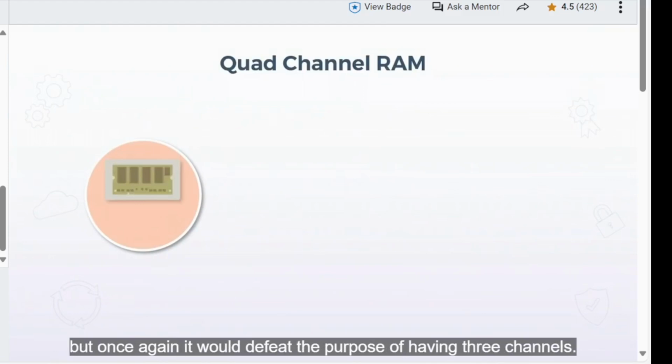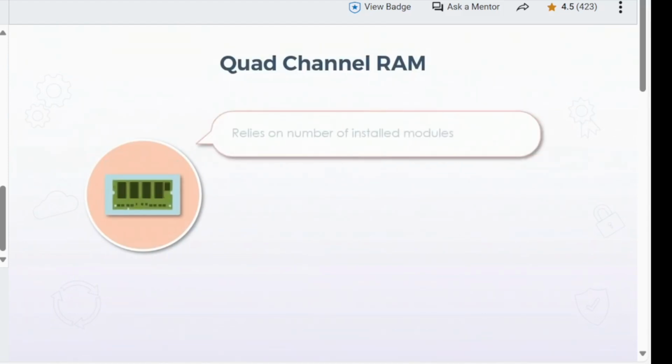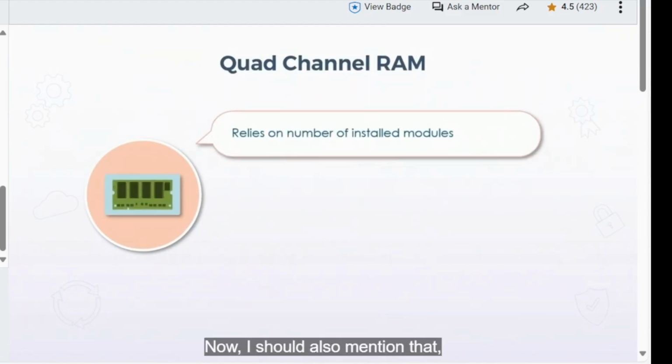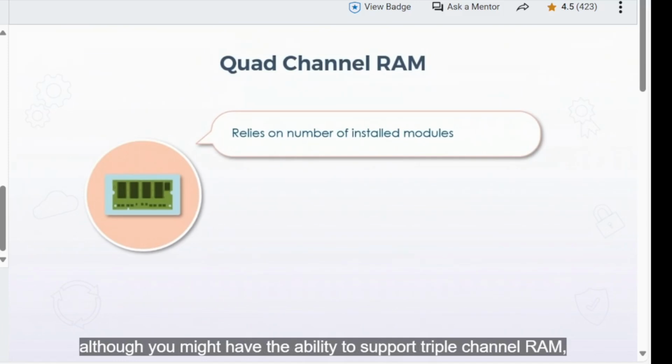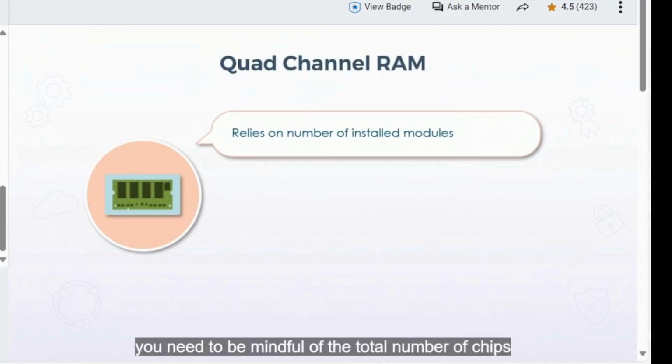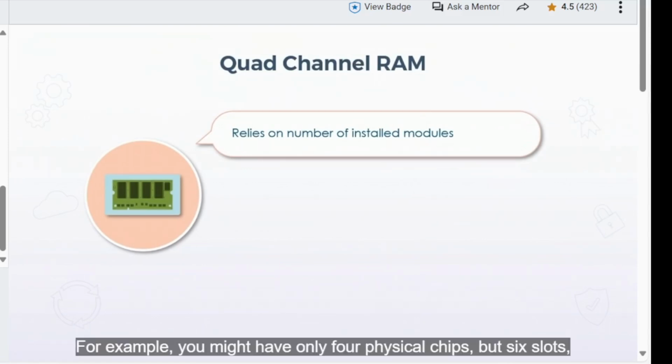Ultimately, like earlier architectures, the number of channels being used is dependent on how many modules are actually installed. For instance, if you go all the way down to just using a single module, which would work, then the system will only operate in single channel mode. 2 modules in 2 channels gets you dual channel mode.